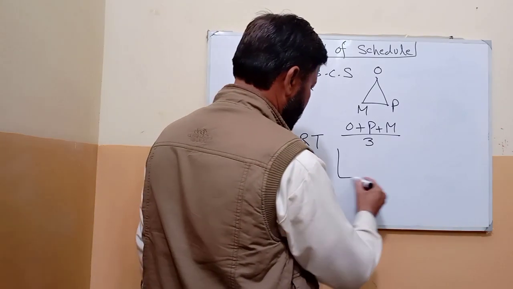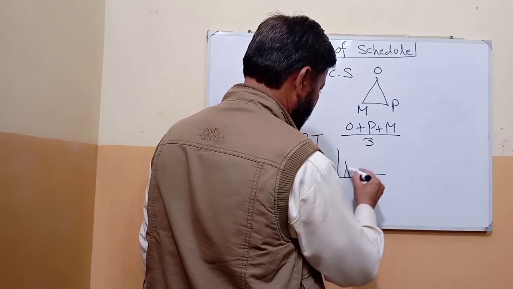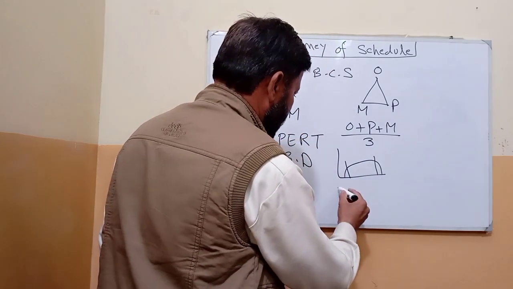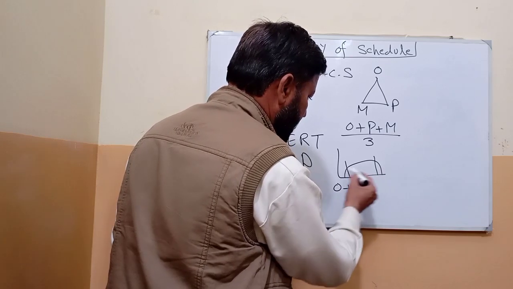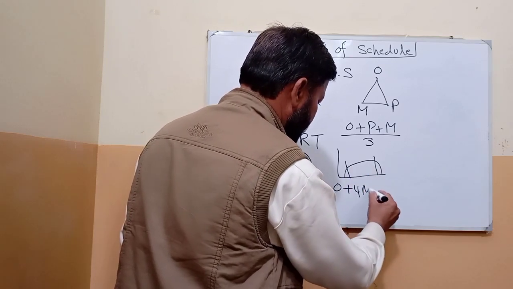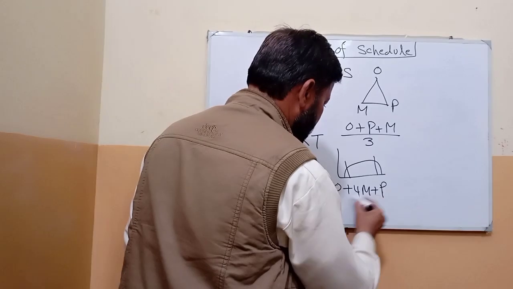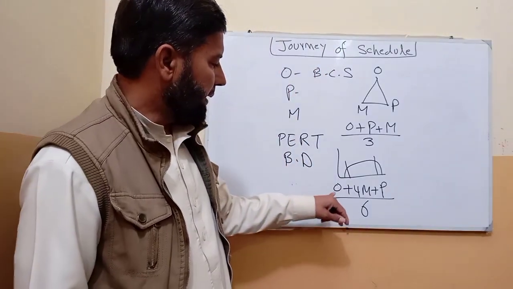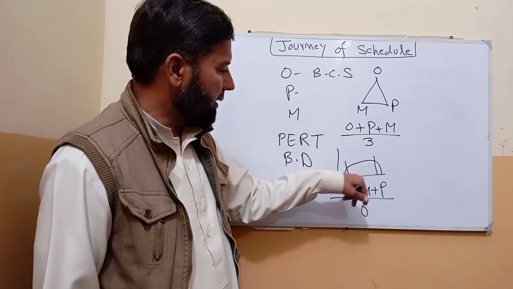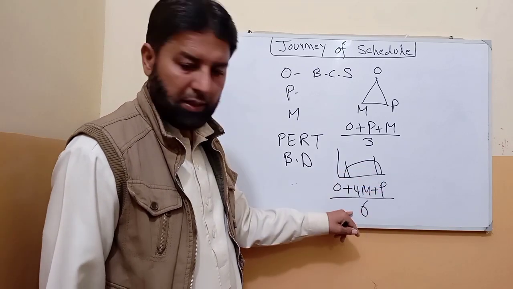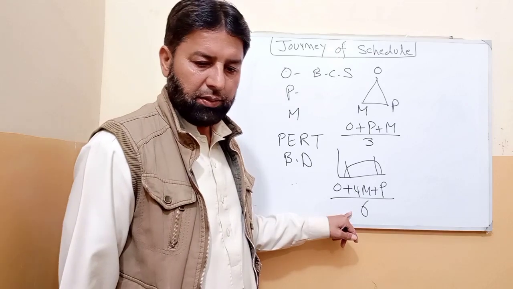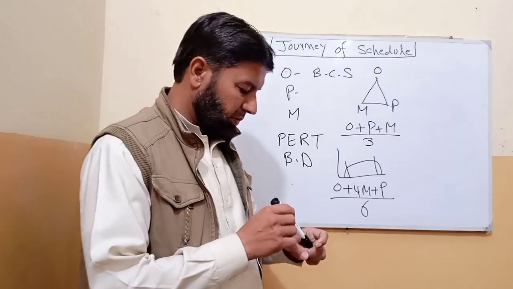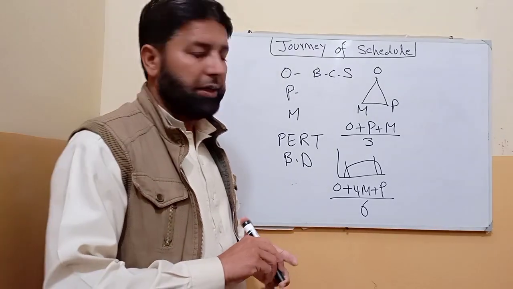What happens in this? We use this formula: optimistic plus 4 times most likely plus pessimistic, divided by 6. These are about our schedule baseline.